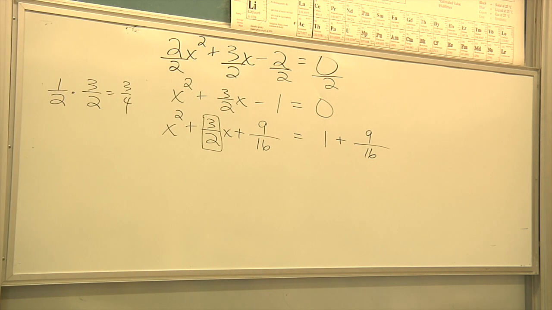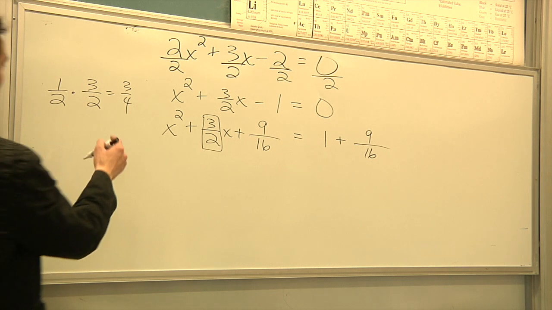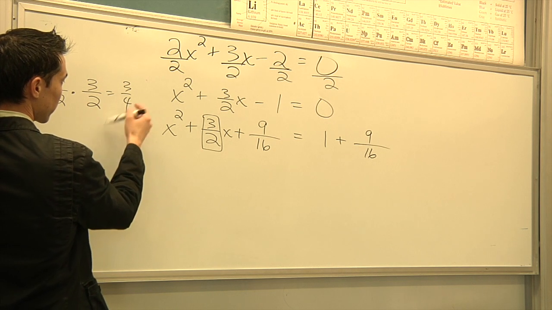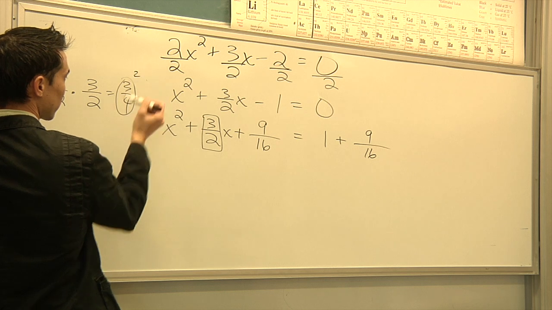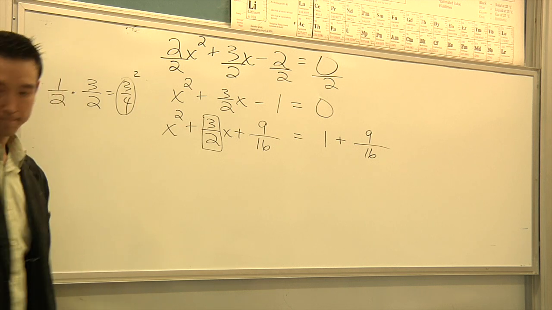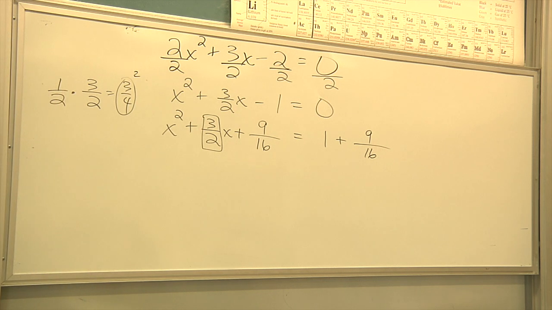Wait, how is it 9/16? Oh, exactly. You take half of 3 halves, you get 3/4, and then you have to square 3/4. Oh, right. Yeah. Right. So get the left side factored for me. And then get a common denominator on the right side.